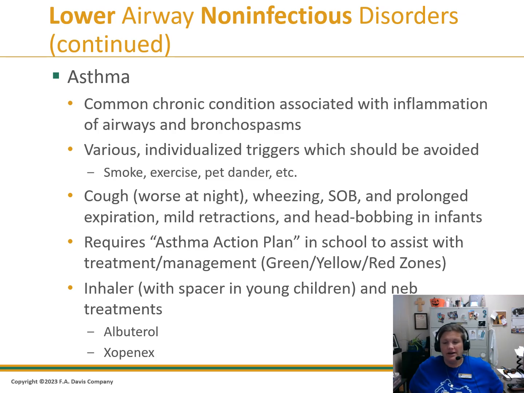Inhalers and nebs, or nebulized treatments, are the most common medication management that the patient's going to receive, and the drugs for that are typically albuterol and Xopenex. Those are our fast acting or short acting, which means that they're given with an acute episode, whereas there are other meds that are long acting that you give as more of a preventative to keep them from having an exacerbation or a flare up of their asthma.